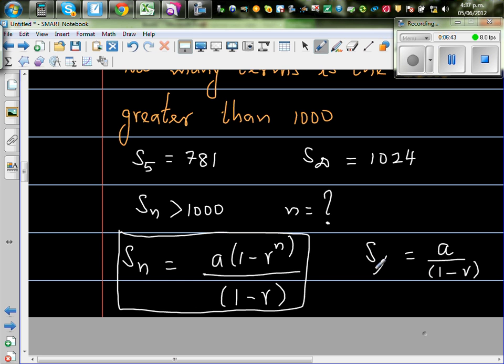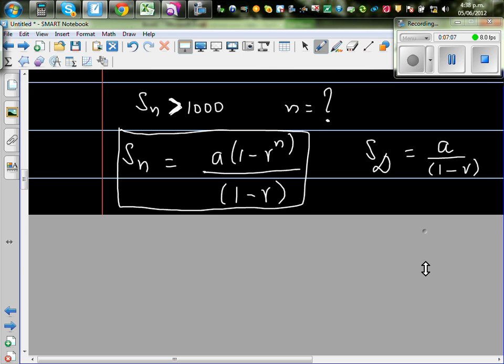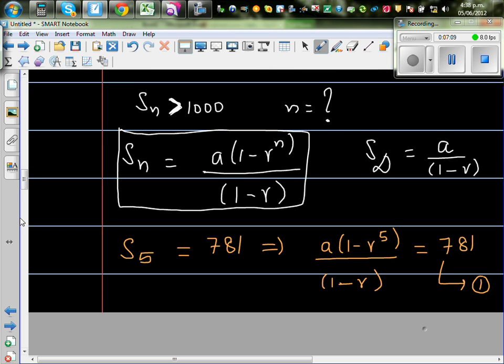So what is given? S5 is 781, S infinity is 1024, and Sn is greater than 1000. We want to find n. For which value of n would Sn become greater than 1000? We have to do a little bit of algebra here.